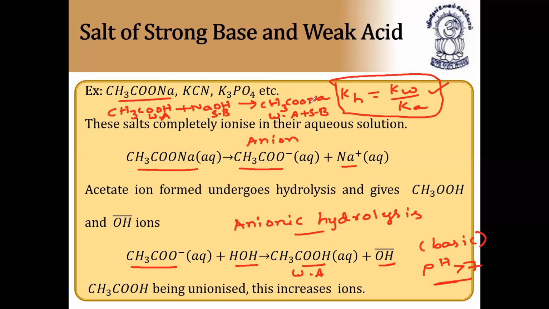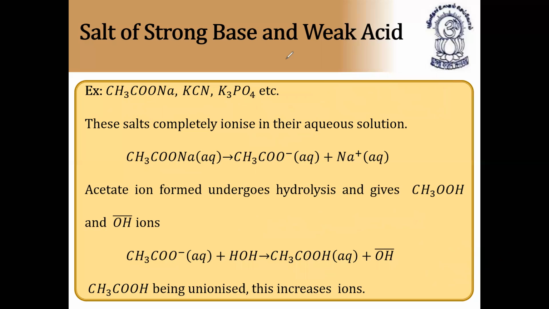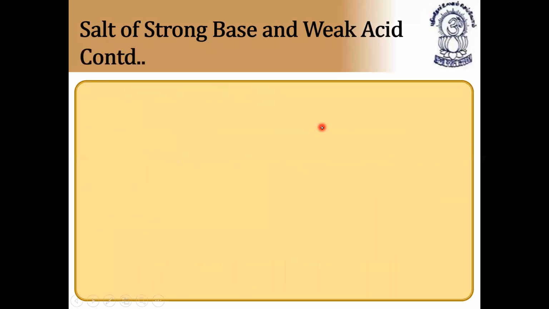And in this case, what happens? The anion of the salt combines with water and forms a weak acid. So it is called anionic hydrolysis. Due to the formation of OH minus ions, the concentration of OH minus ions will increase due to the ionization of the weak acid. So the resultant solution will be basic. As the resultant solution is basic, pH is greater than 7. It is clear now. And how to calculate pH for this type of salts? Let us see now.